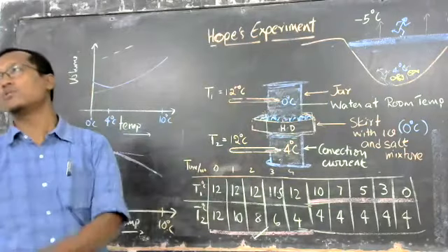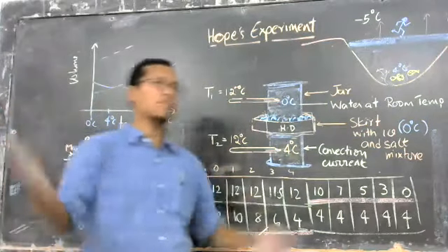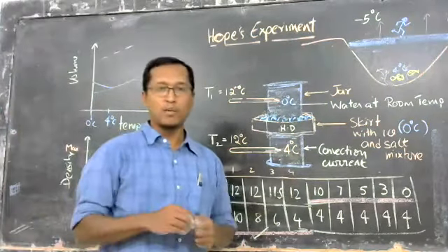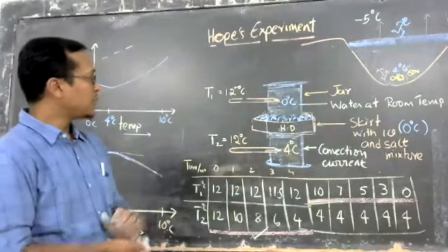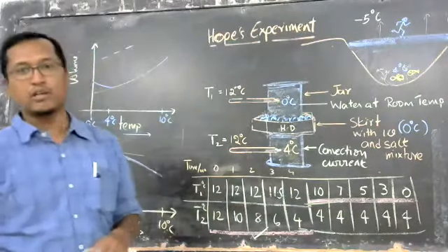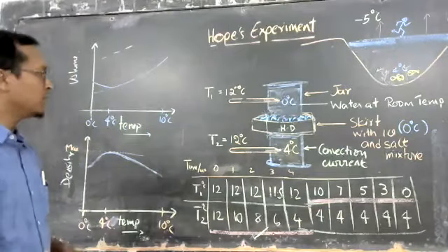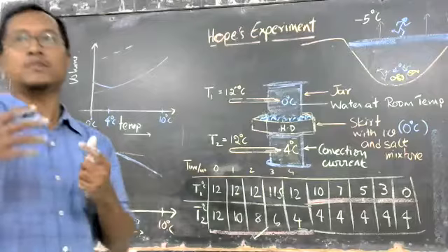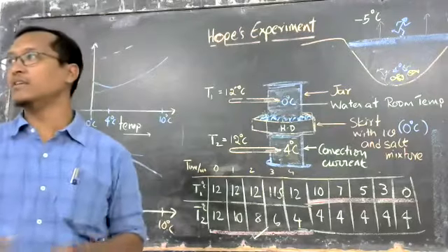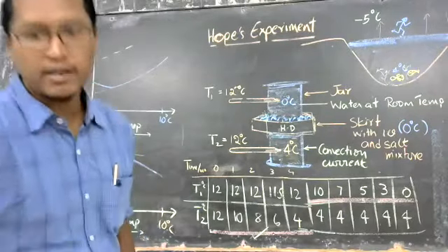So that's another consequence or phenomenon associated with this anomalous expansion. So the point being, I hope it's now clear how Hope's apparatus, or Hope's experiment, demonstrates that anomalous expansion of water is indeed true. Any questions?